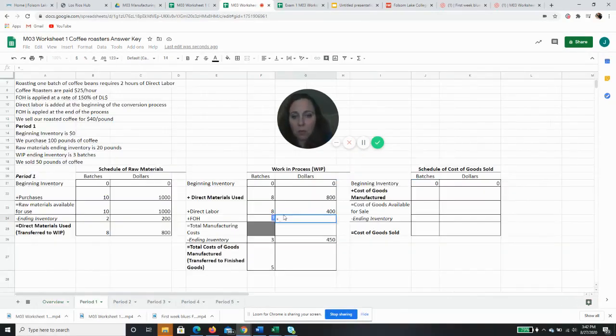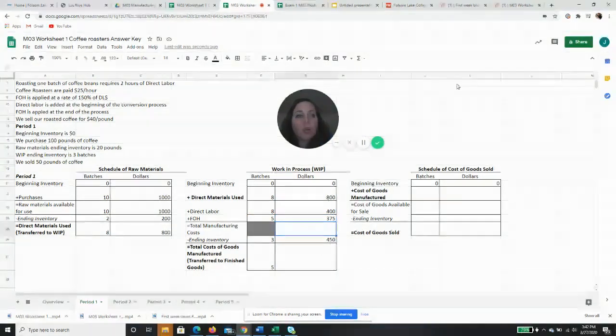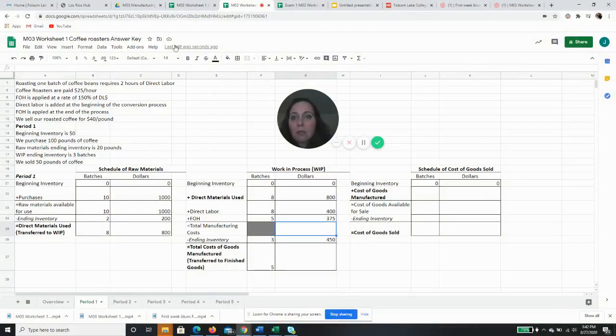So my 5 batches times $75 per batch. So I applied a factory overhead of $375.